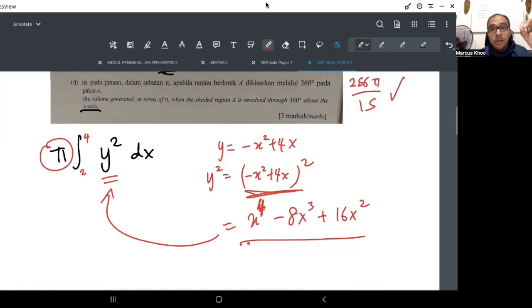The more important thing is remember that the function must be squared when you're doing volume. If it is just area, it's just a normal function. But if it is volume, it'll be y squared dx or x squared dy, depending on which axis you want. Since the question asks for the x-axis, then we use dx. All right.